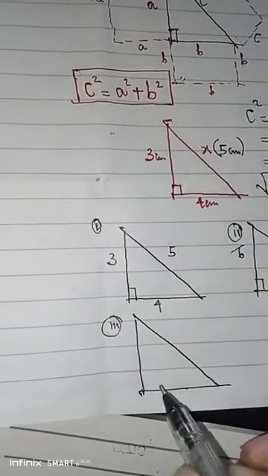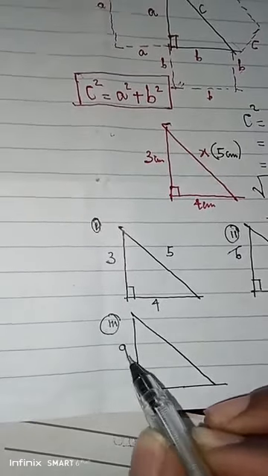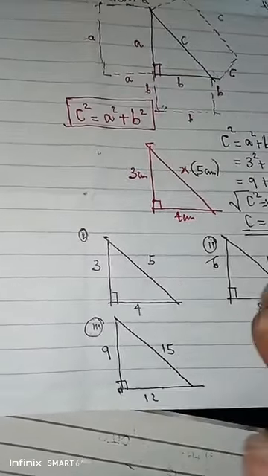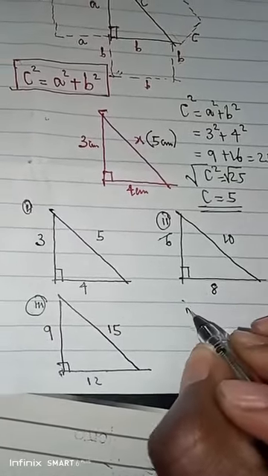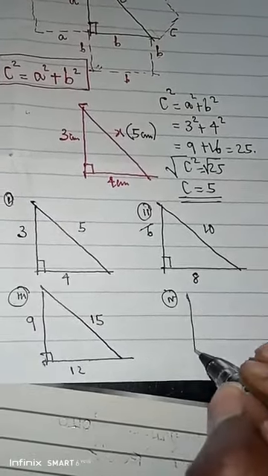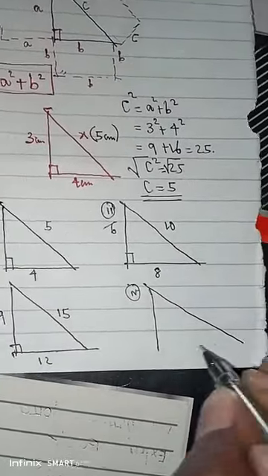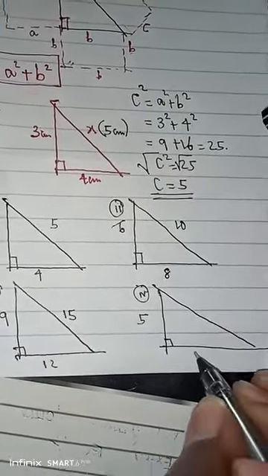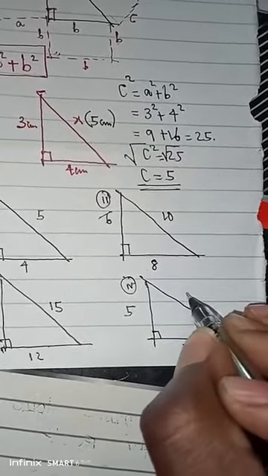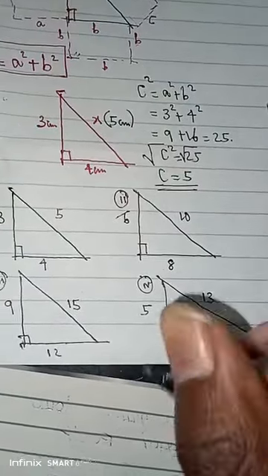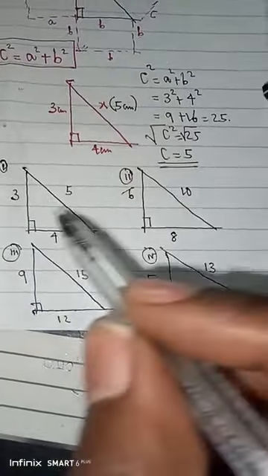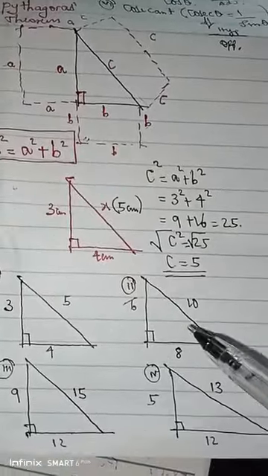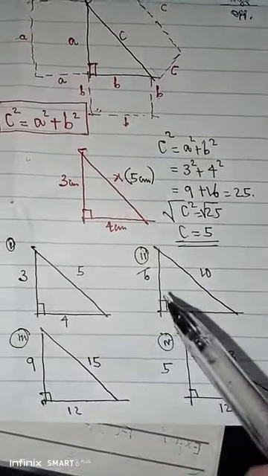If this is 9, and this is 12, then this is going to be 15. And then the last one I can give: if this is 5, and this is 12, the hypotenuse is definitely going to be 13. These are 4 common right angled triangles which I even brought in the exam, in the case maybe I write mathematics paper 1. So you just need to know the pattern.